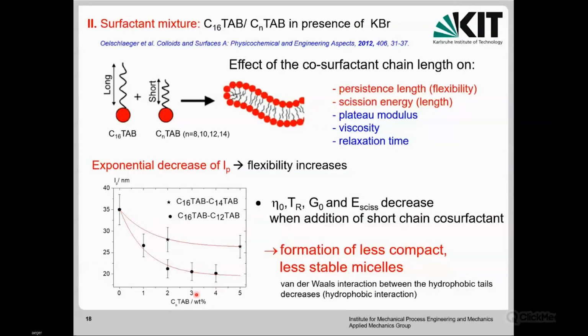And this is due to the fact that by adding short chain surfactant, the micelles become less compact and less stable. Therefore, LP is decreasing, but we have also observed that viscosity, relaxation time, and elasticity decrease too. So this was also published. All these publications and studies on worm-like micelles using DWS make the industry, I would say, curious.